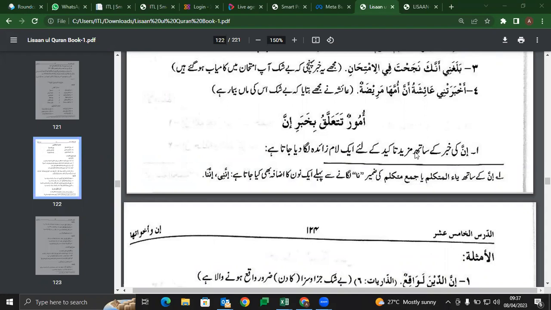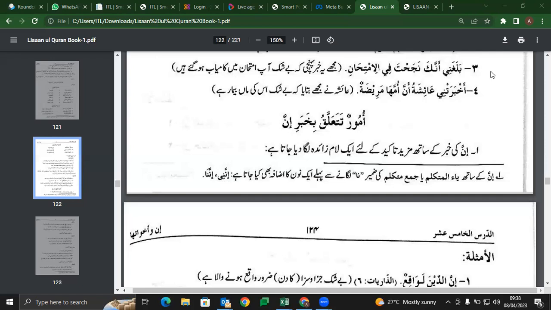Now, which topic are we doing? It is the rules related to the khabar of inna, just after anna that we discussed. So as we said, the khabar after inna, that inna is mubtada and then you have its khabar, right?